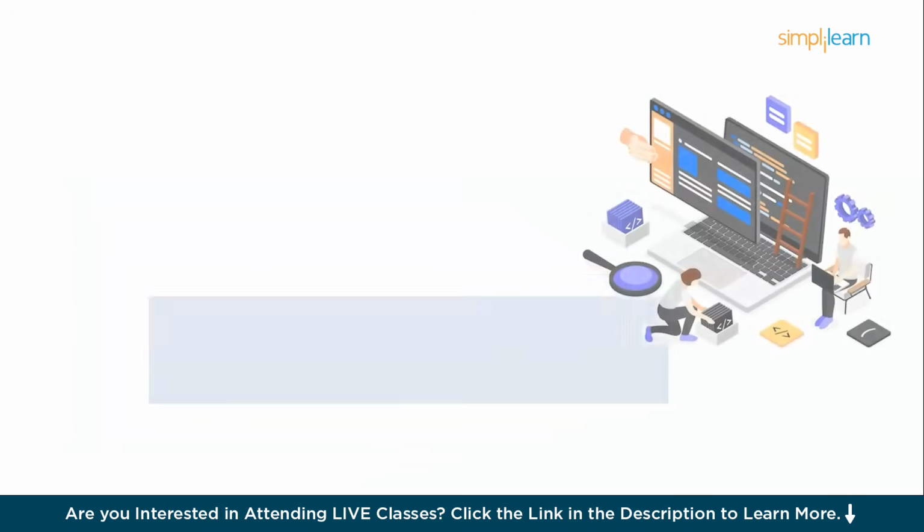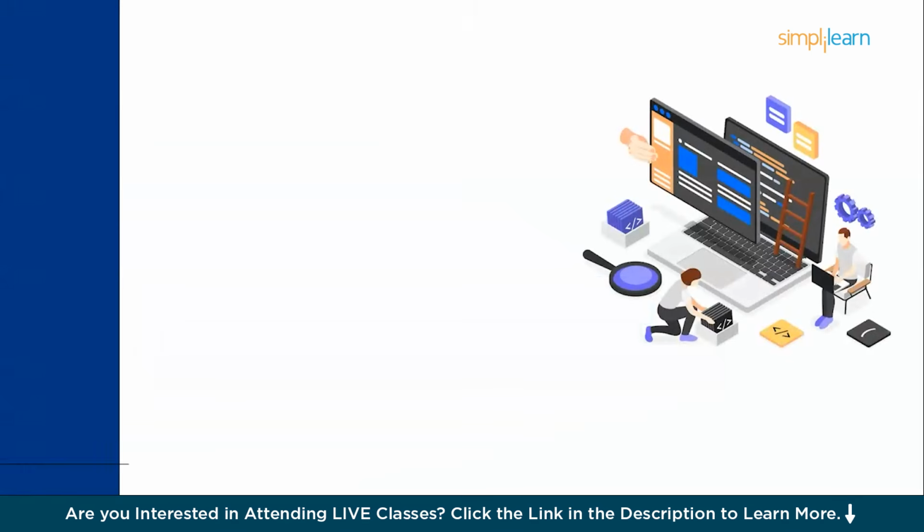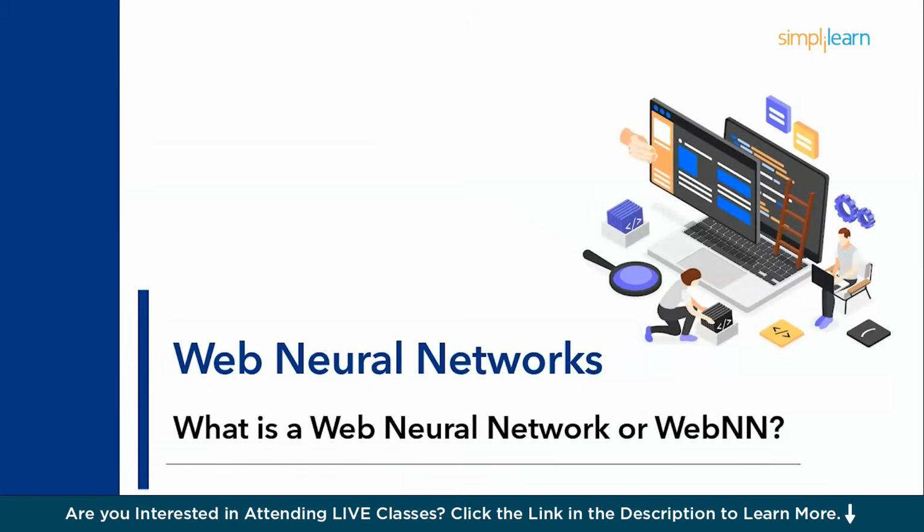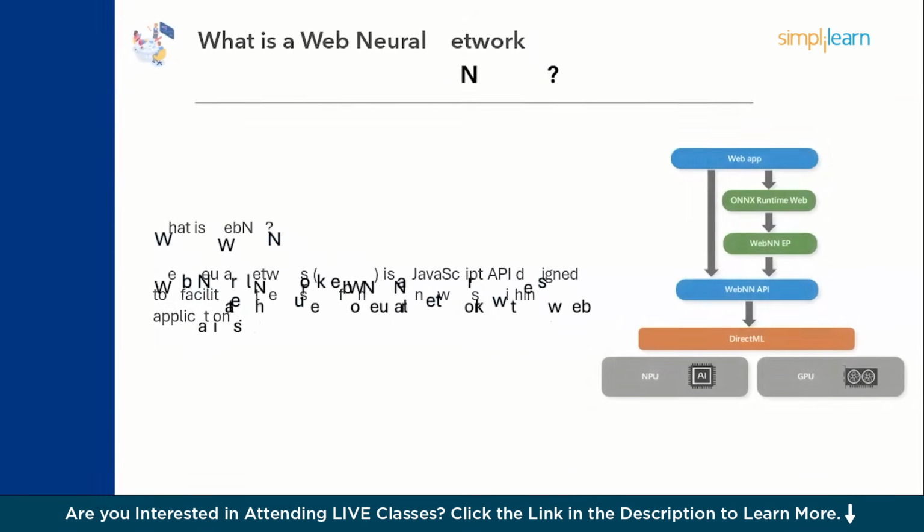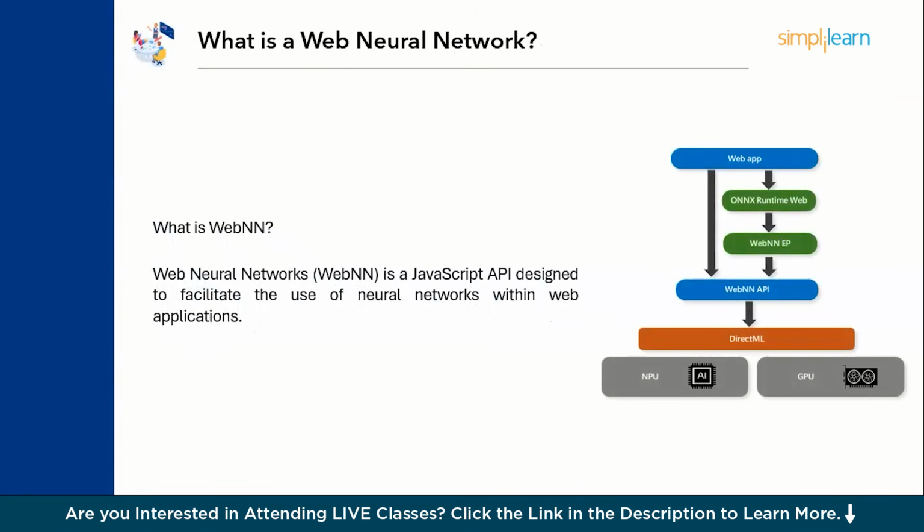Now, let's understand what exactly web neural networks are. Now that we have a basic understanding of what web development is, what a website is, and what happens if you integrate AI or generative AI with your website development process. Now, web neural networks, or commonly known as WebNN, is a JavaScript API. Mentioned again, it's just an API which is designed to facilitate the use of neural networks within web applications.